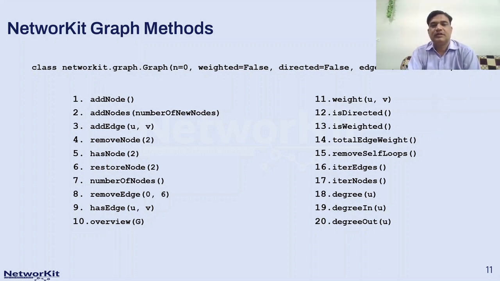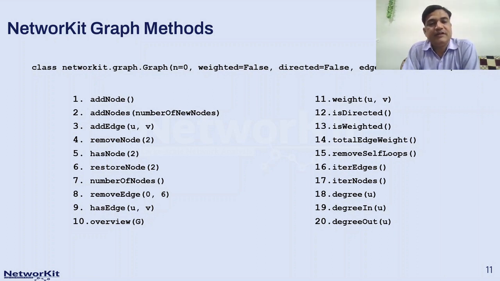Remove node. Remove node will remove the node that is passed in the arguments. So here it removes node number 2. Has node will give the existence of the node. If it is there, then it returns true. It returns a boolean value.